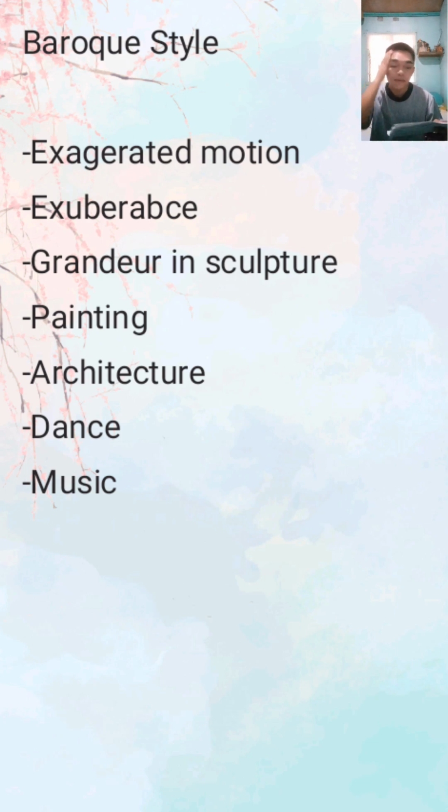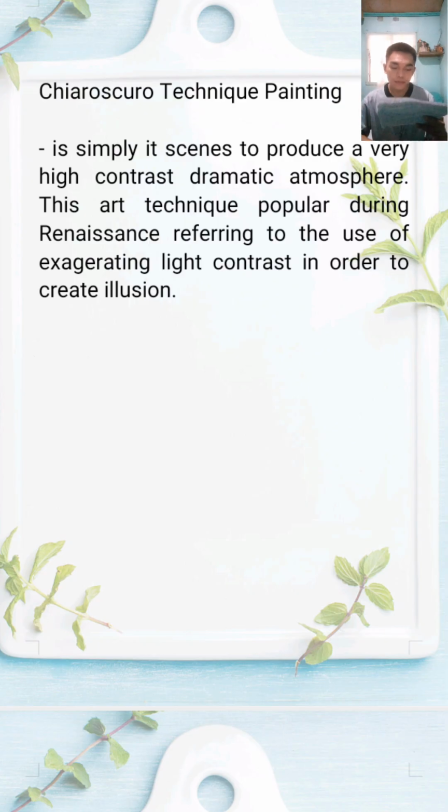So in painting, the Baroque style uses the chiaroscuro technique. The chiaroscuro technique in painting simply lights scenes to produce a very high contrast, dramatic atmosphere. This art technique was popular during the Renaissance period, referring to the use of exaggerated light contrast in order to create an illusion.